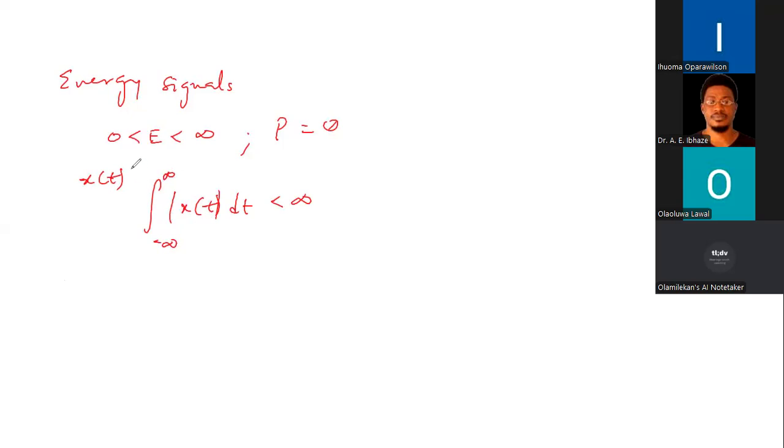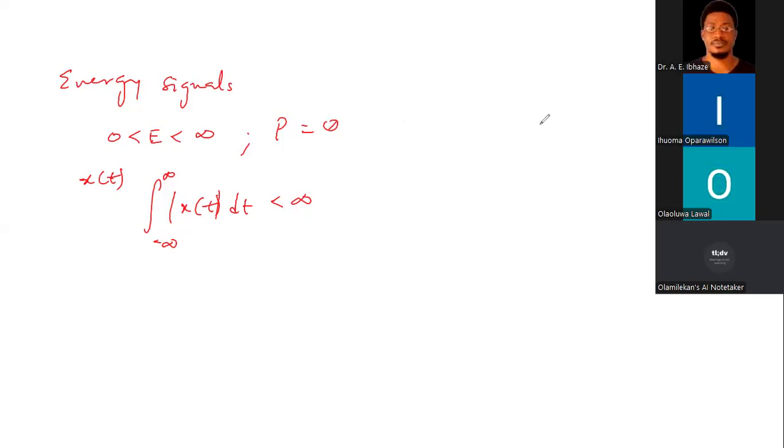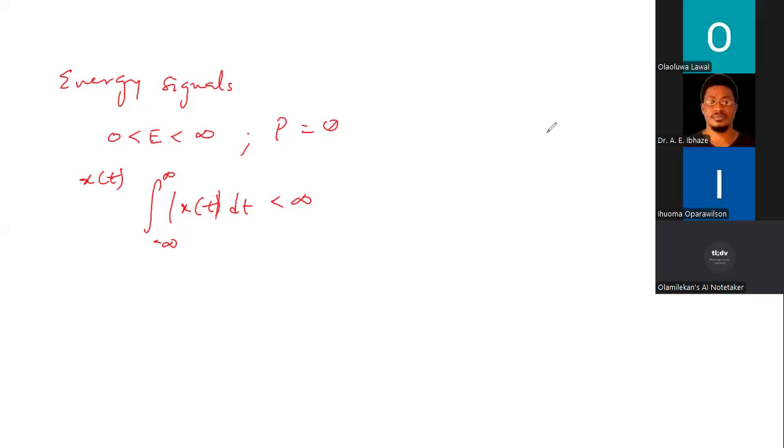Ihuoma, go ahead, please. I wanted to ask, when you say the energy value is finite, do you also mean it's a defined value, a known value? No, we don't have to necessarily know the value. We're just saying that it cannot be infinite. It must take on a finite value, some value less than infinity. The value could be 1, it could be 2, it could be 100, it could be 15, but it cannot be infinity.